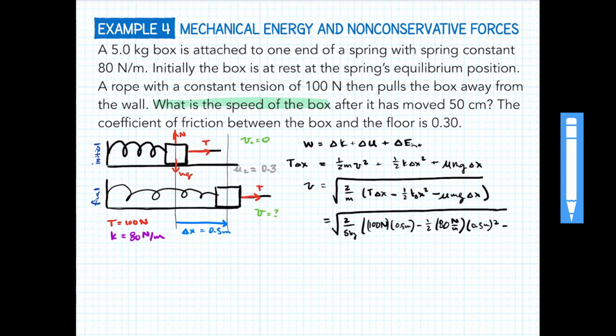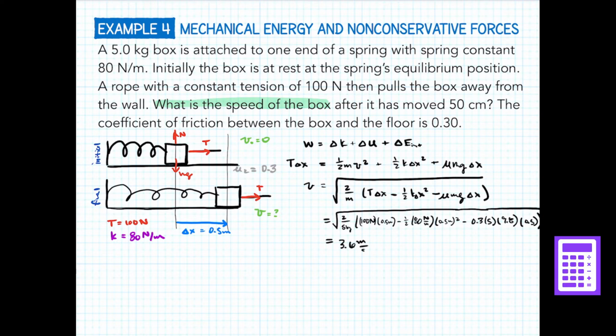Minus, oh god. I'm going to make this much smaller. This one's annoying, but not hard. So 0.3 times 5 times 9.8 times 0.5. I lost units, but I saved space, so there. Plug all that stuff into a calculator, you get 3.6 meters per second. You can pretend I did that in my head. I do this ahead of time so you don't have to watch me clumsily enter them into a calculator.